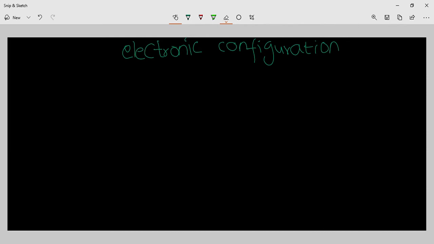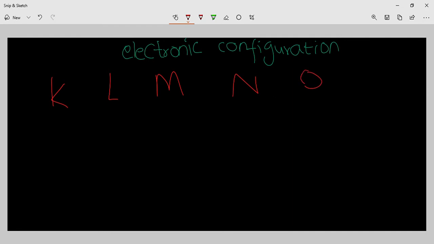First of all, we will write the shells, okay? They are K, L, M, N, O, P, and so on. The second step is that we will number these as first shell, second shell, third shell, fourth, fifth, and sixth. Now the numbering is very important if you have to find how many electrons are there in each shell.